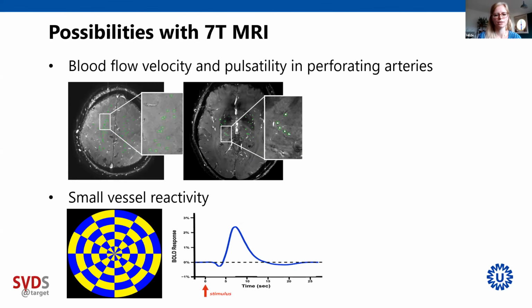Another thing we can do is look at small vessel reactivity. I think most of us are familiar with the paradigm where a participant is lying in the scanner, looking at a flickering dartboard which activates the occipital lobe. This causes an increase in blood flow to that activated brain area, which we can measure with the BOLD response. You see a typical BOLD response here down below in blue. So the paradigm in itself is nothing new. However, with 7 Tesla MRI, we can really look at the reactivity at the level of the small vessels rather than the larger draining veins. So these two measures are really measures of small vessel function that we can perform in vivo.